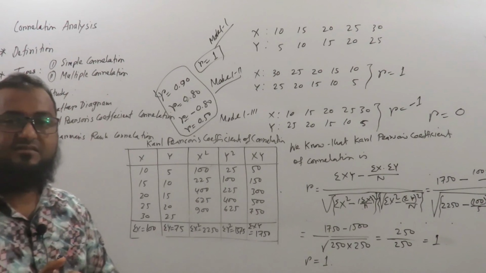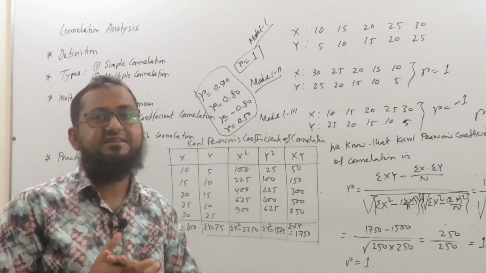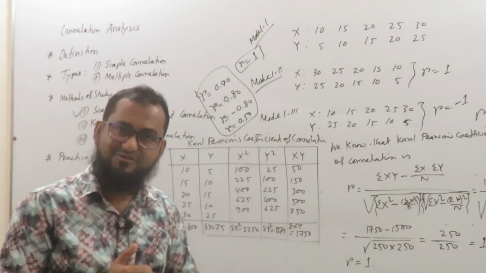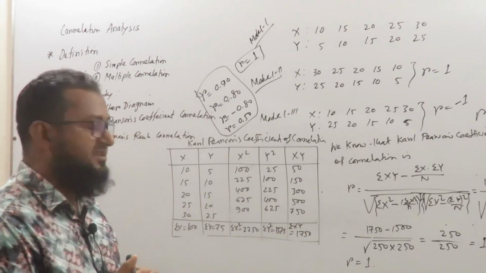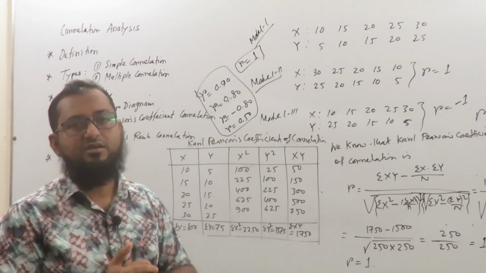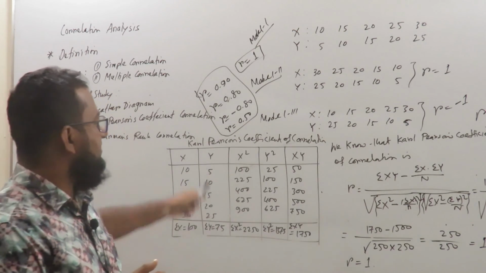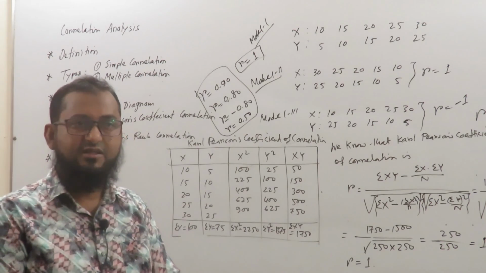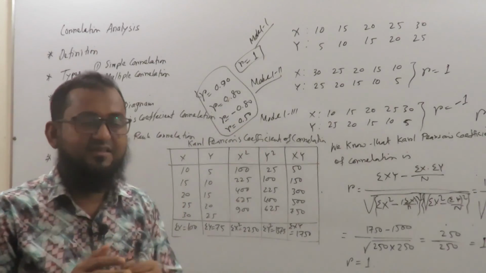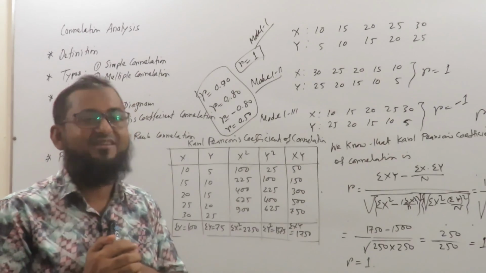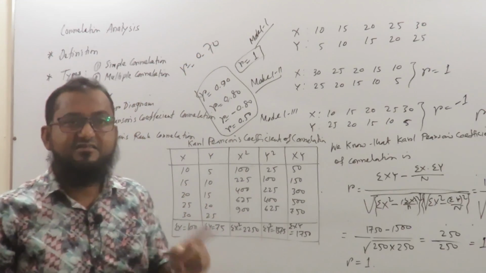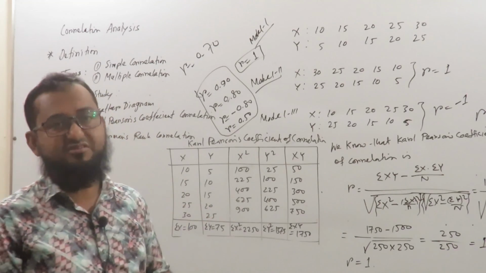R equal to 0.90 means there is a very high degree, not perfect, less than perfect, but a very high degree of positive correlation between two variables. R equal to 0.80 also emphasizes a very high degree of positive correlation between two variables. But if you have r equal to 0.50, this is a moderate correlation. There is a moderate degree of correlation between two variables. And r equal to 0.7, you can say there is a high degree, not very high degree, a high degree of positive correlation.